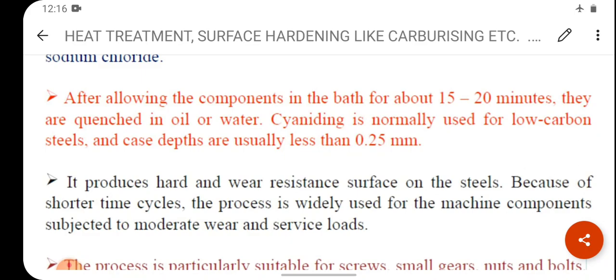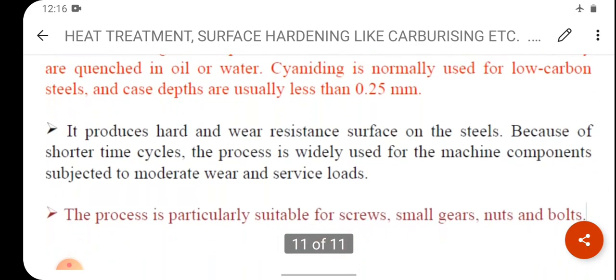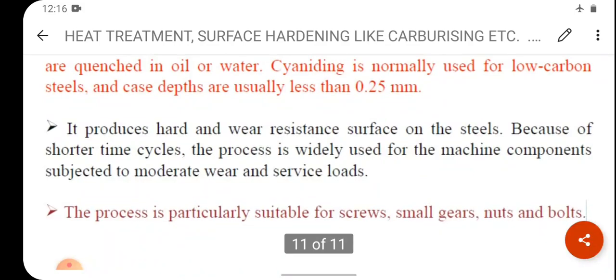It produces hard and wear resistant surface on the steel. Because of shorter time cycles, the process is widely used for the machine components subjected to moderate wear and service loads. हम इस पार्ट से जो हमको केस हार्ड एंड मटेरियल जो मिलेगा उसको हम कहाँ यूज़ करेंगे? यूज़ फॉर मशीन कंपोनेंट सब्जेक्ट टू मॉडरेट वियर, जहाँ कम वियर है, क्योंकि इसका जो केस थिकनेस है वो वेरी लेस देन 0.25 है. सो मॉडरेट वियर के लिए यूज़ करेंगे और मॉडरेट सर्विस लोड के लिए यूज़. The process is practically suitable for screws, small gears, nuts and bolts.